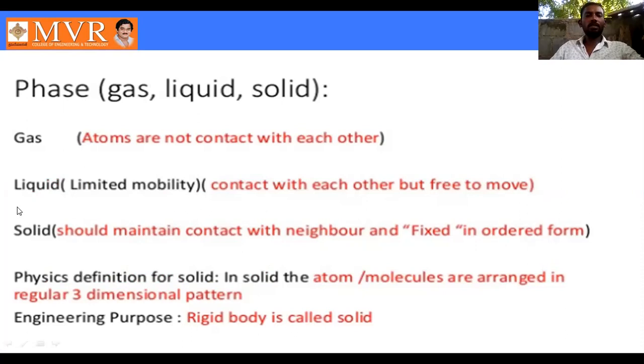So that's why we call it a solid. Physical definition of a solid: the atoms or molecules are arranged in a regular three-dimensional pattern. For engineering purposes, a rigid body is called a solid. So different types of phases means we have the gas phase, the liquid phase, and the solid phase.